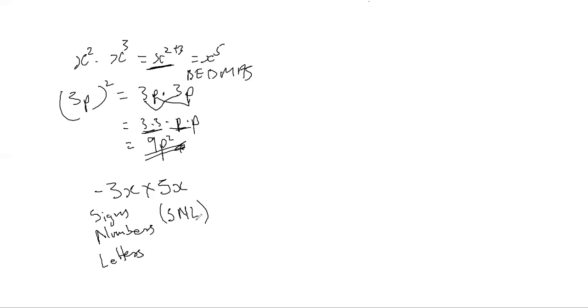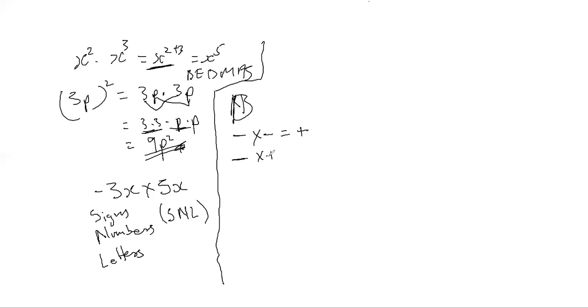This is what I call SNL. Whenever you're going to multiply two terms in mathematics, start first by multiplying the signs, then the numbers, and the letters. In multiplying the signs, it is important to note the following, and I will write here note 1. When you multiply a negative sign with a negative sign, the result is a positive sign. If you multiply a negative sign and a positive sign, the result is a negative sign. If you multiply a positive sign and a positive sign, the result is positive.